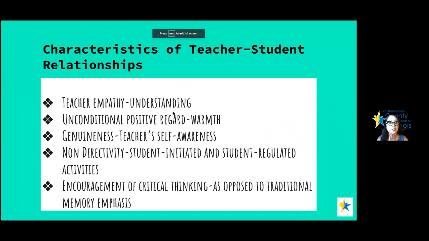So I'm going to share with you some characteristics of teacher-student relationships. The first one is teacher empathy: really understanding the situation where your students are, where they've been and what they're ready to do, and being unconditionally positive, warm. The next one is being genuine: us having that self-awareness. Are we really being genuine when we speak to our students? Also non-directivity: student-initiated and student-regulated activities. You're going to see some examples of that as well.